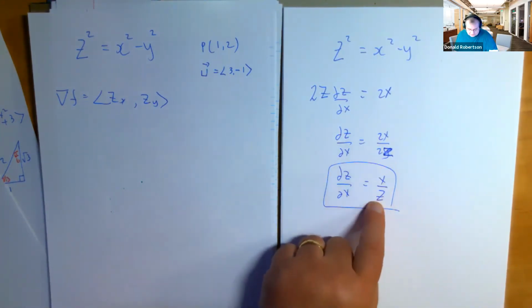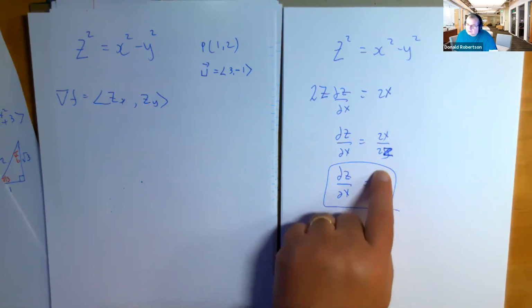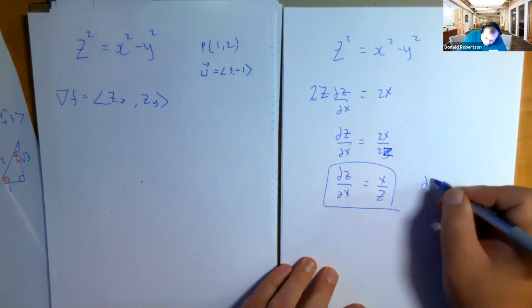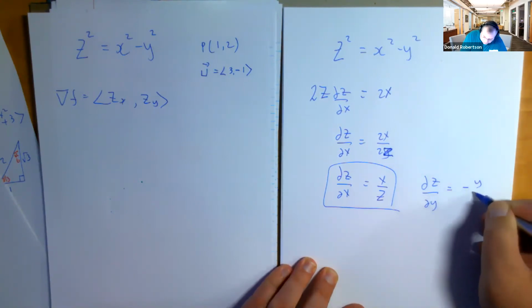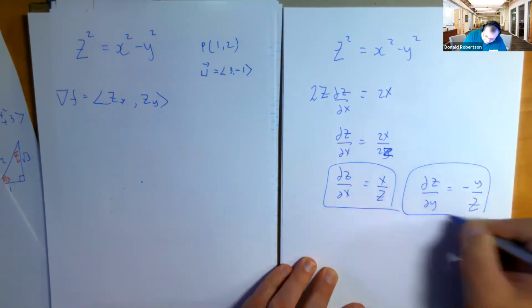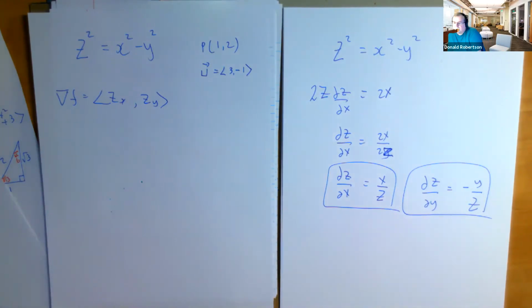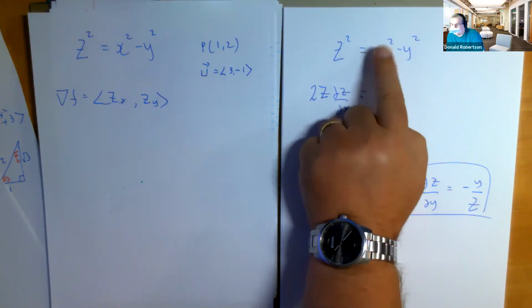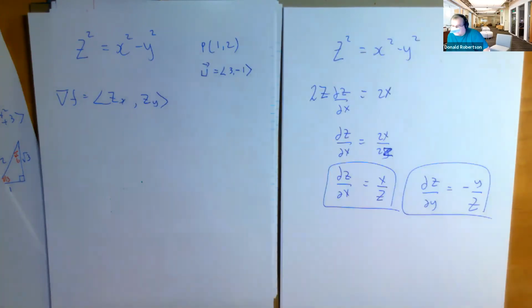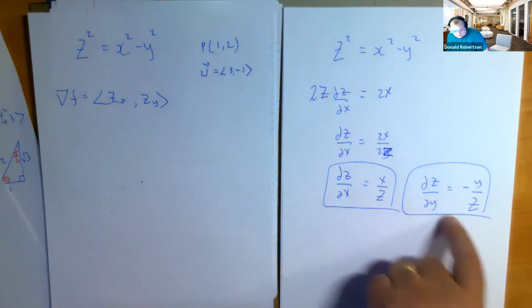Cancel the 2's, x in the top, z in the bottom. Now, can I skip some corners here and tell you that if you work on it, you probably won't be surprised that that's the other one? And why do you think that's got a negative and the x one didn't? Because it's minus a y squared. Now, can you imagine it could be x cubed, y squared, and all sorts of combinations? But we've got these two.